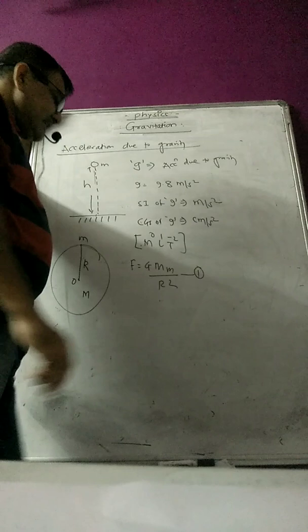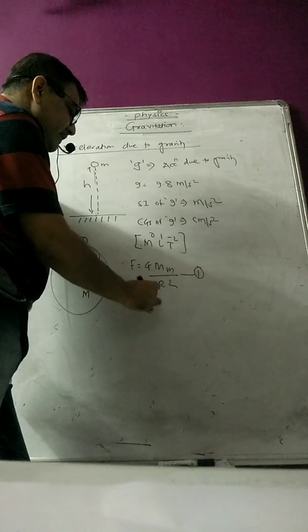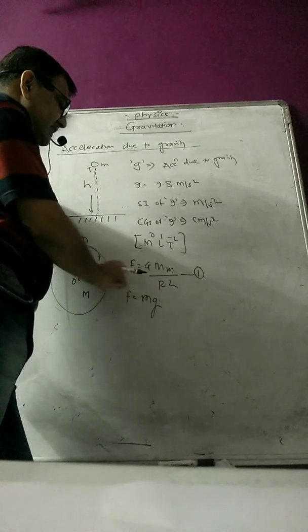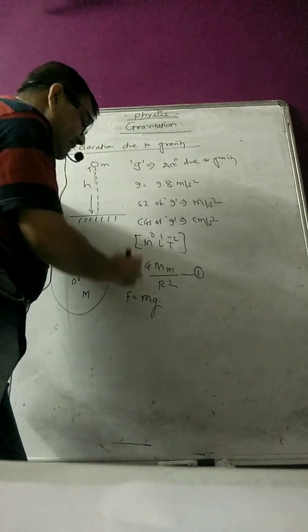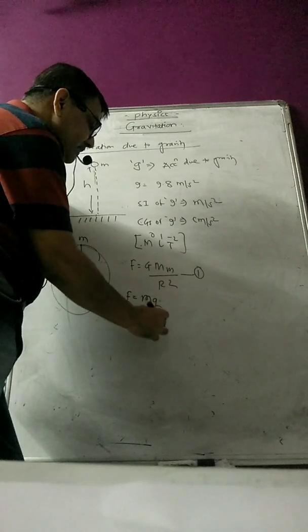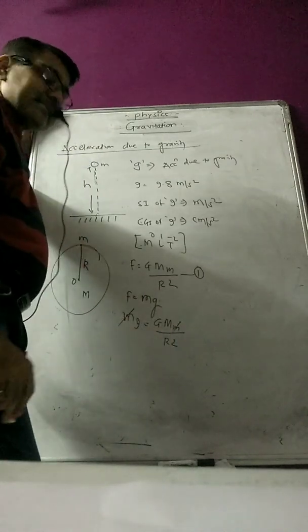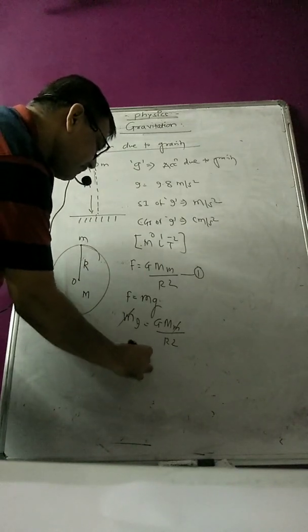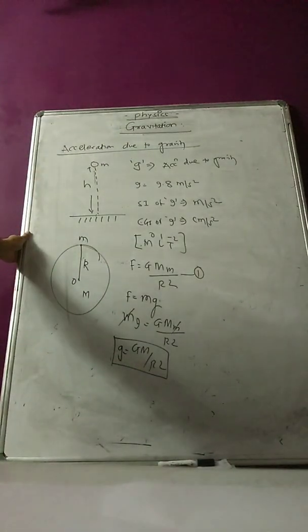But now, if I say capital F, the force, is equal to m into g, because force is equal to mass into acceleration due to gravity, and if I substitute this value in equation 1, then mg = GMm/R^2. So small m gets cancelled. Therefore the acceleration due to gravity g is equal to GM/R^2. So that is equal to GM/R^2.